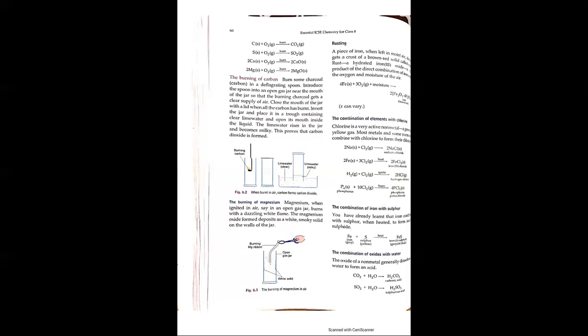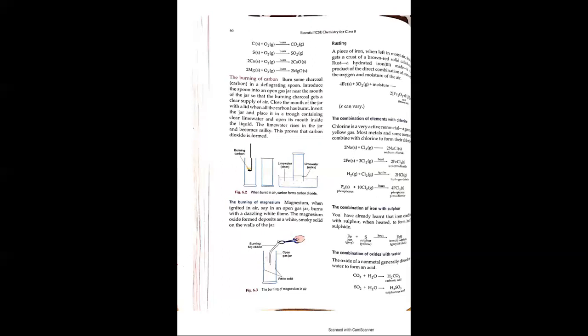Now next is combination of elements with chlorine. Specifically, we are going to study combination reaction with chlorine, because it is a very active non-metal, a greenish yellow gas. So Na when it reacts with chlorine gives NaCl. Fe when it reacts with chlorine gives FeCl3. Hydrogen when it reacts with chlorine gives HCl. And phosphorus when it reacts with chlorine gives PCl5. So sodium chloride, iron(III) chloride, hydrogen chloride, phosphorus pentachloride. These are the products formed. This is a combination reaction because two reactants give a single product.